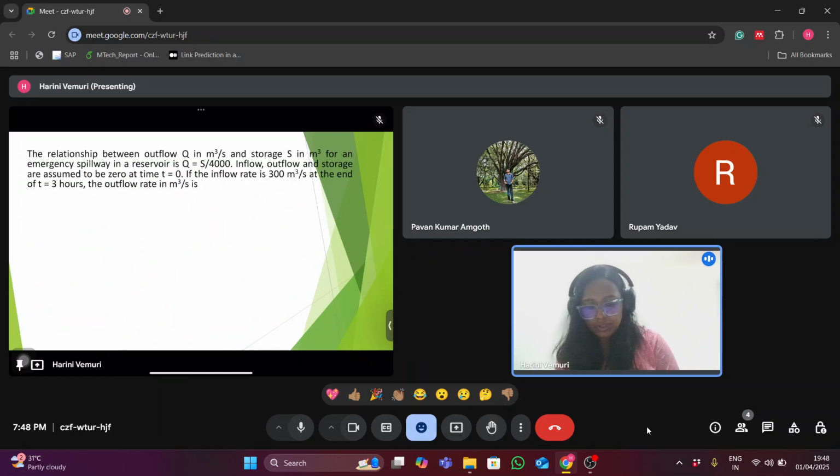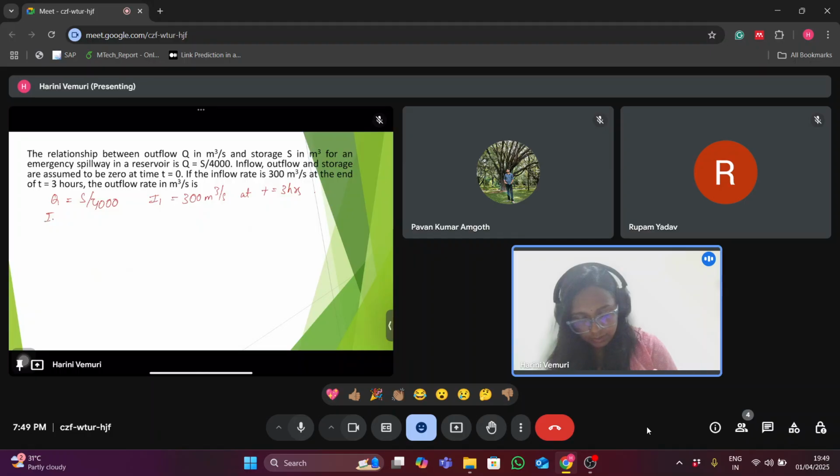So here they are saying Q equal to S by 4000. That's the relation between the outflow and the storage for a reservoir routing. And initially the inflow, outflow and storage terms are 0. So I1 is given as 300 meter cube per second at T equal to 3 hours.